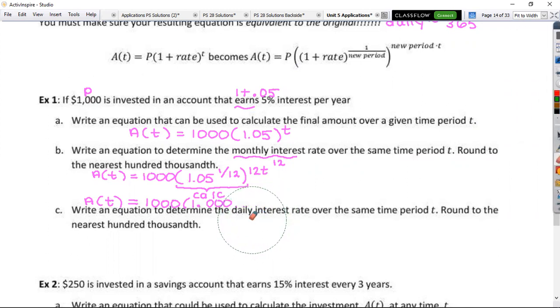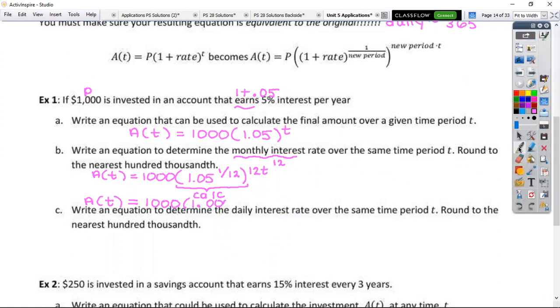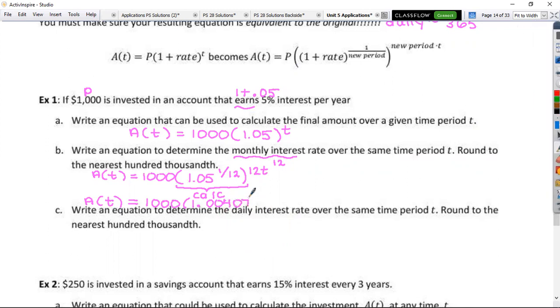Go ahead, Josh, say it again. 1.004. That's better, thank you. 0407. Thank you, they're all really teeny. And then raised to the 12t. Perfect, thank you for catching that.